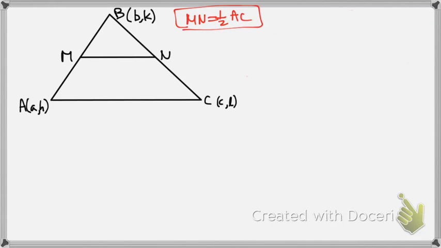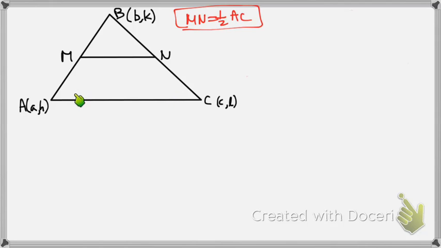Alright, geometry class, this is Mr. Kim again. In this video, we're going to take the coordinate proof of the mid-segment theorem and apply the coordinate proof to prove that MN is equal to 1/2 AC, or the mid-segment is equal to 1/2 the length of the third side, or the side that it's parallel to.